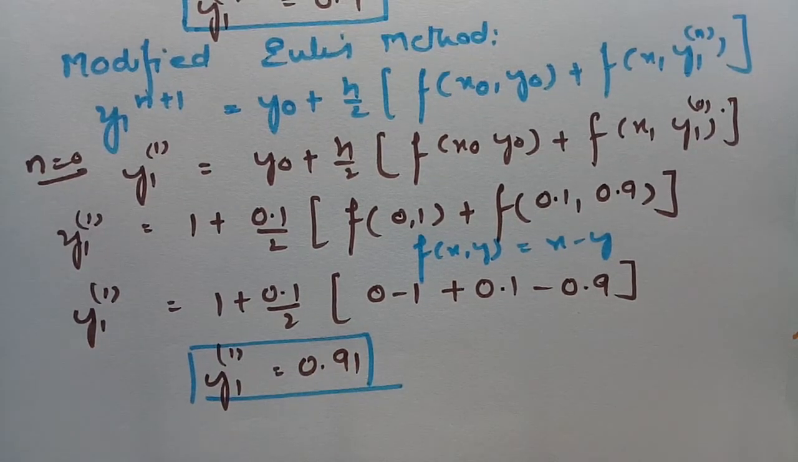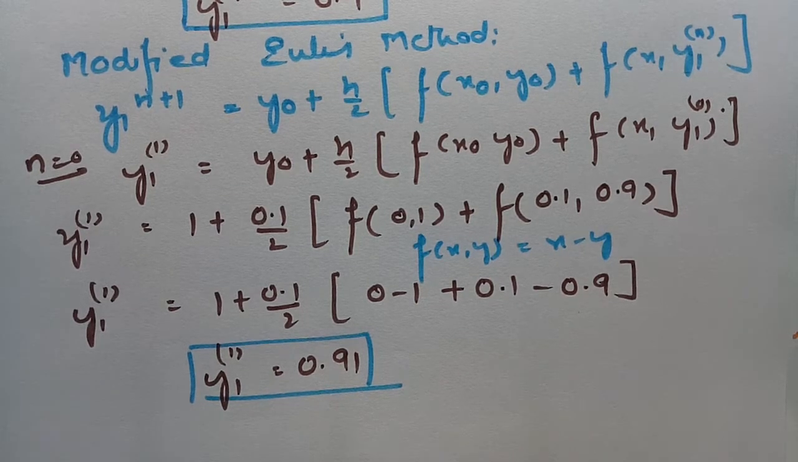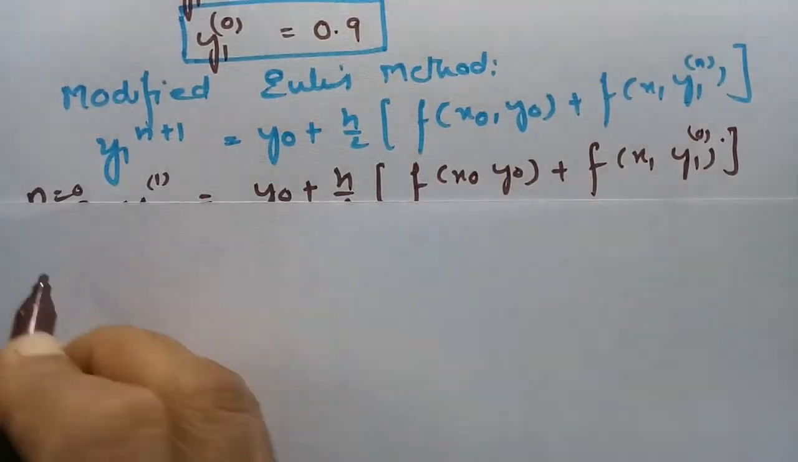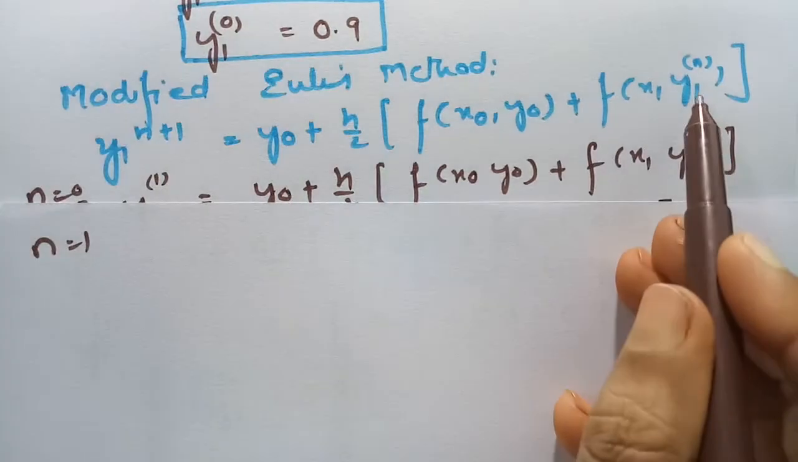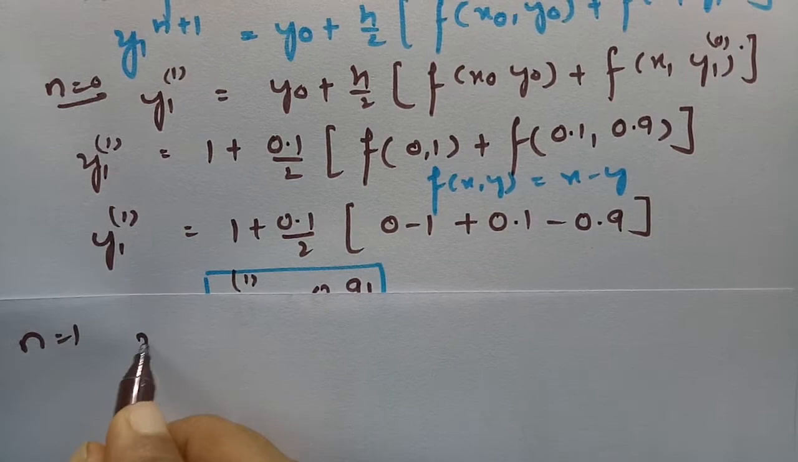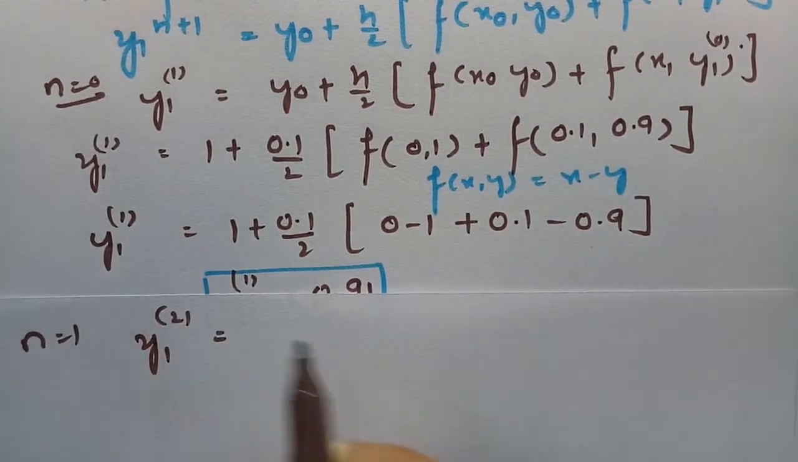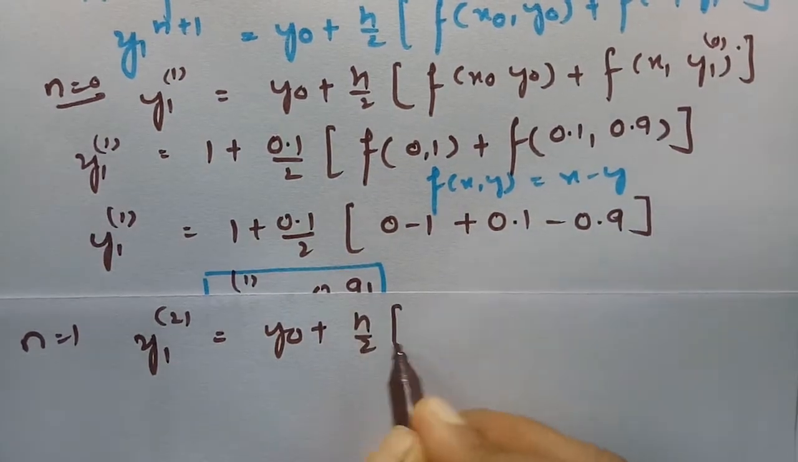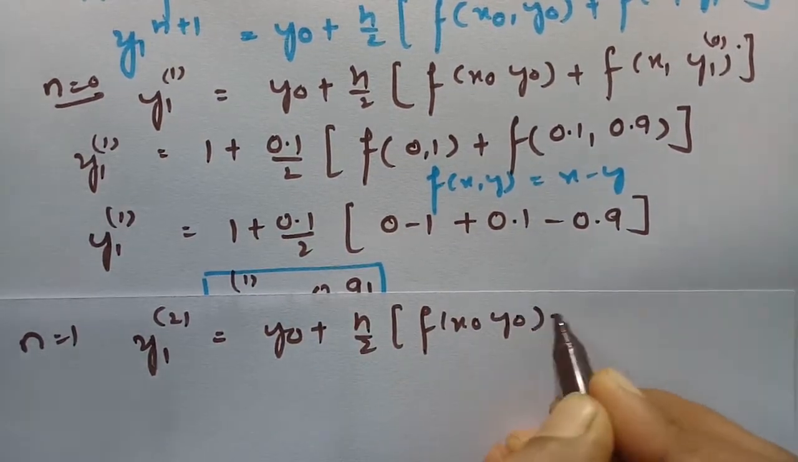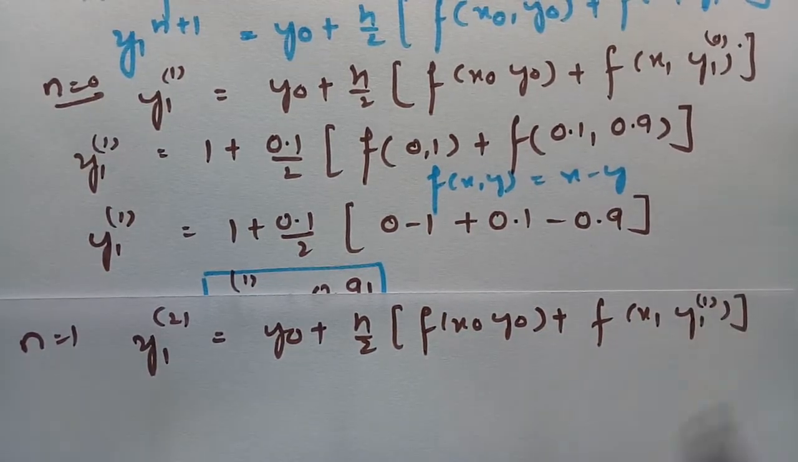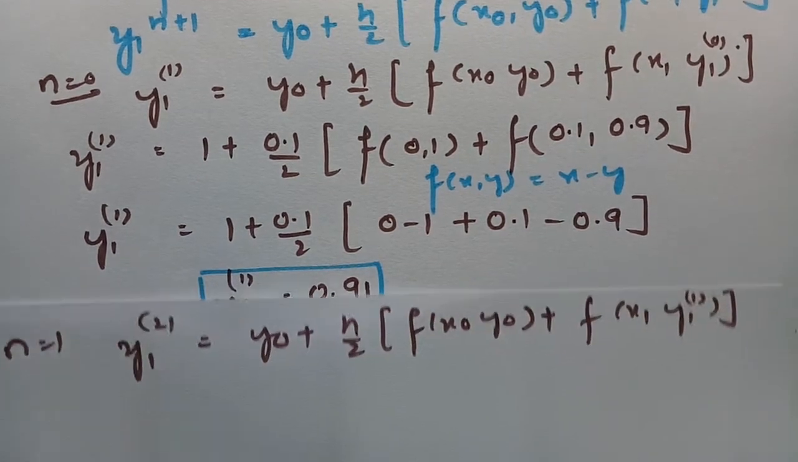Later, I have to put n is equal to 1 now. If I keep n is equal to 1 in this equation, nothing changes except this one. So I'm writing as it is. Here, y1 at second approximation is equal to y naught, same goes, h by 2 times f of x naught, y naught plus f of x1, y1 at the first approximation. Only this value changes.